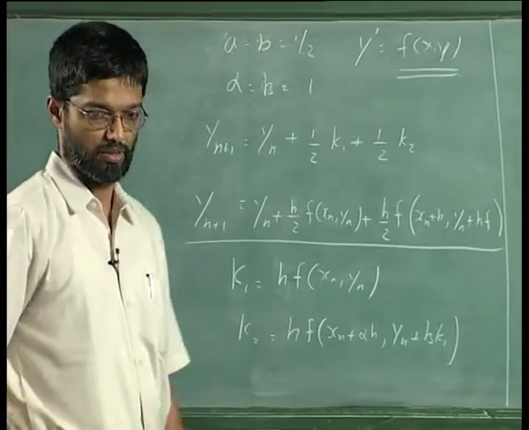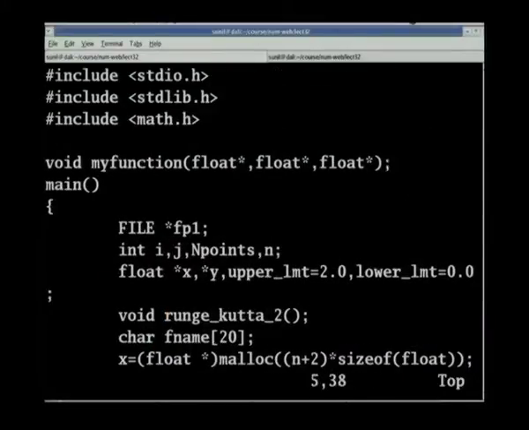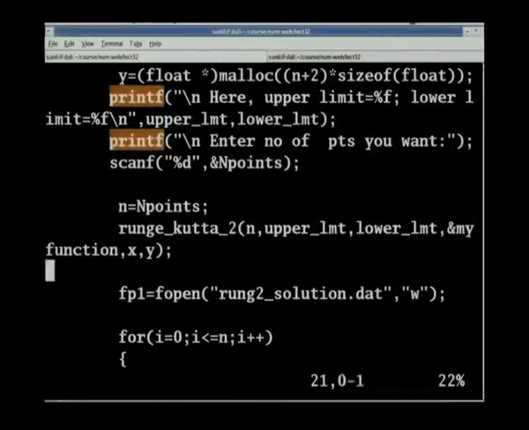So I would write a separate function for that, and I supply the pointer to that function to the second order Runge Kutta program. Remember, when you supply a pointer to a function like that, we need to declare it outside the main program. That is what I have done here: the function is declared as my function, and it takes 3 variables, all pointers in this case. So we pass a pointer to that function, and then the x and y values.